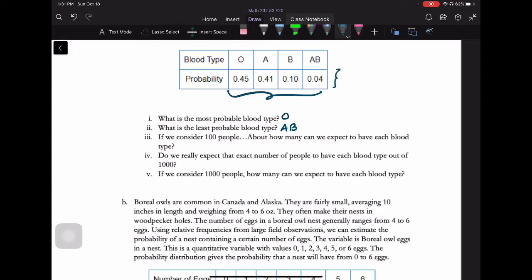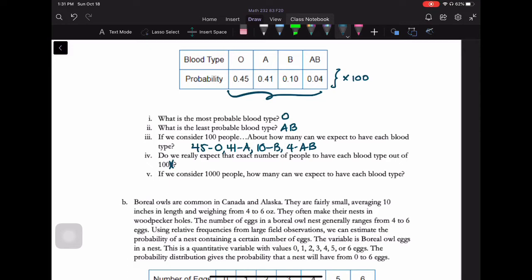You would just multiply this by that sample size of 100. You would get 45 for O, 41 for A, 10 for B, and 4 for AB. Do we really expect that exact number? No, we do not expect exactly.